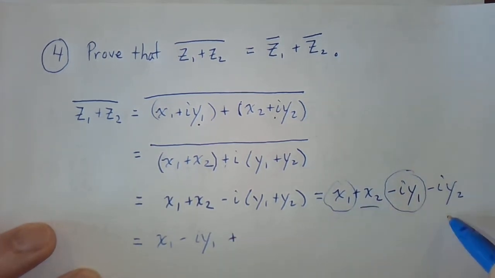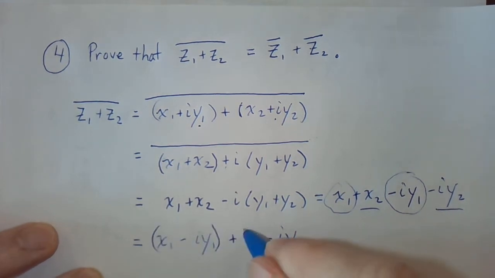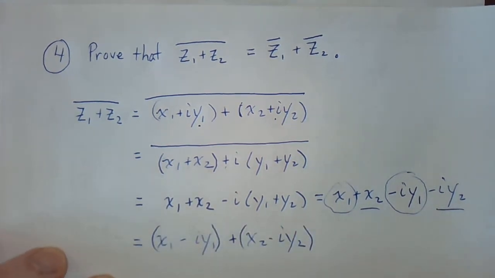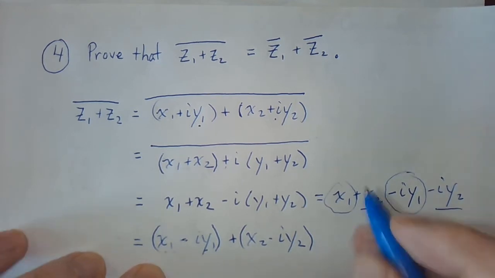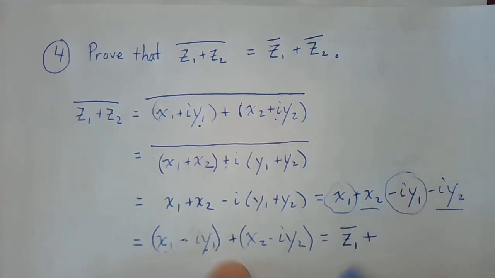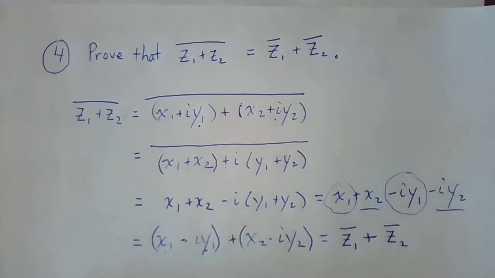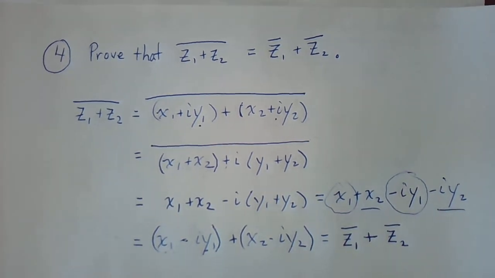plus x2 minus iy2. Well, what do we have here? What is that and what is that? z1 is x1 plus iy1, so this is the complex conjugate of x1 plus iy1. That's the complex conjugate of z1. Plus, this is the complex conjugate of x2 plus iy2, which is the complex conjugate of z2. And we've proven identity number 4.